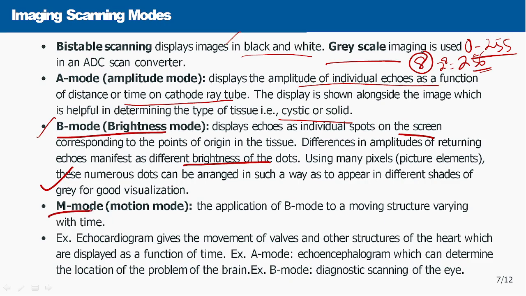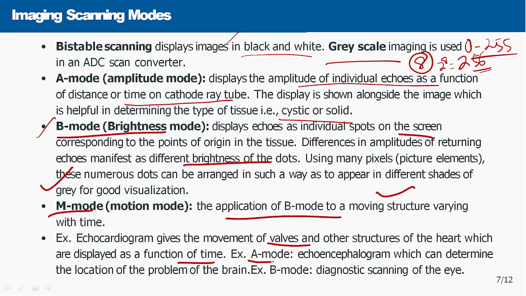Next one is M mode. M mode is nothing but the B mode in motion. That means application of B mode to a moving structure or varying time. So, examples of where these different modes are used: one is echocardiogram, which gives the movement of valves. So, the structure of the heart is displayed as a function of time. This is the example of your M mode.